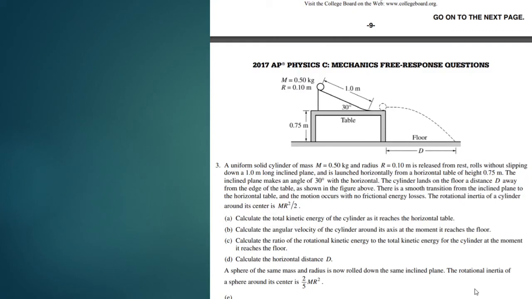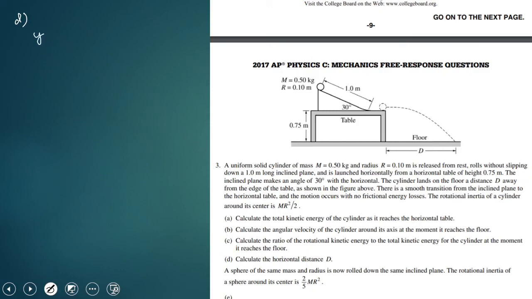Alright, so for part D, it says calculate the horizontal distance d. So it's a fairly simple question that we've got over here. So for part D, essentially what we need to do is we need to utilize kinematics first in order to figure out the time that it takes for you to travel this distance. Now this is just a normal kinematics setup where we have an initial horizontal velocity, no initial vertical velocity, and we just have to find the distance traveled.